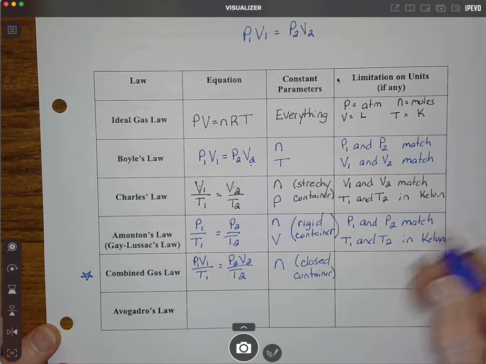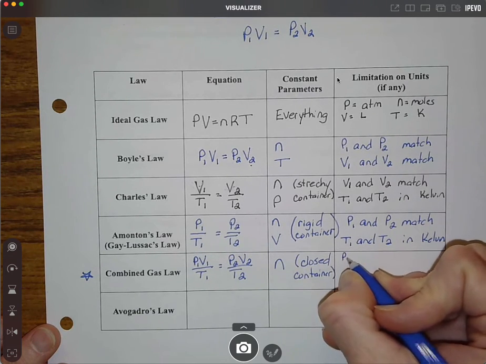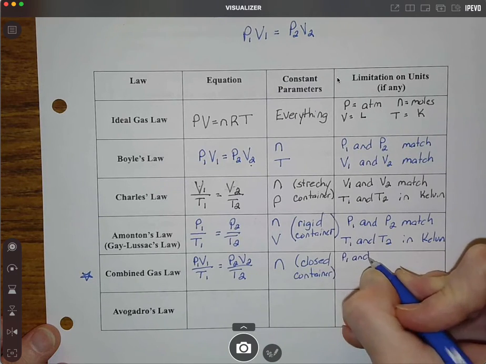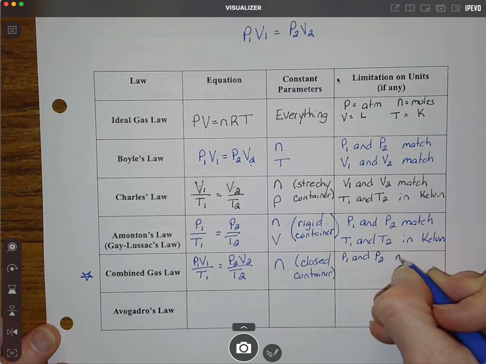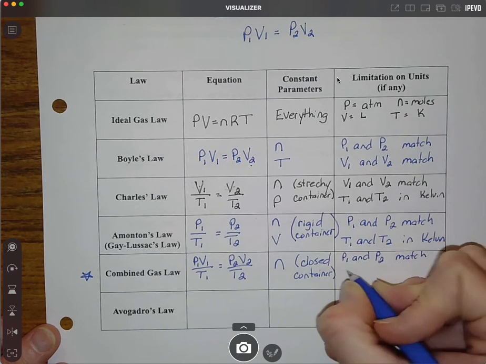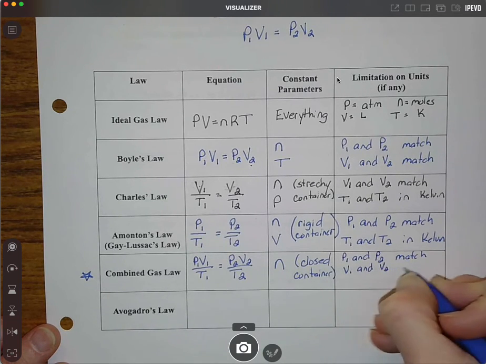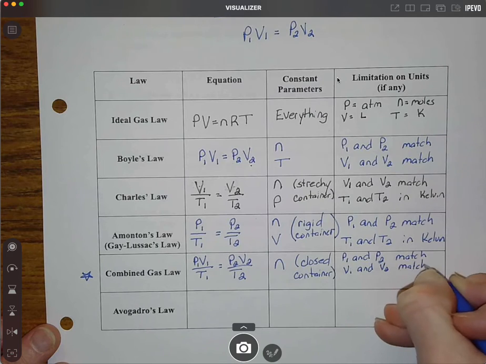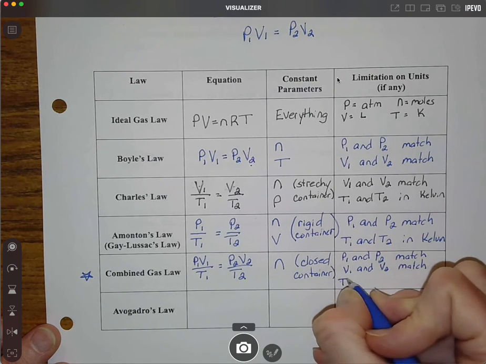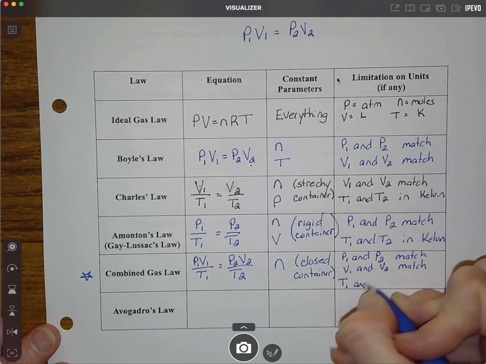The parameters on this one are exactly what you'd expect them to be. P1 and P2 match. V1 and V2 match. And as always, put that temperature in Kelvin.